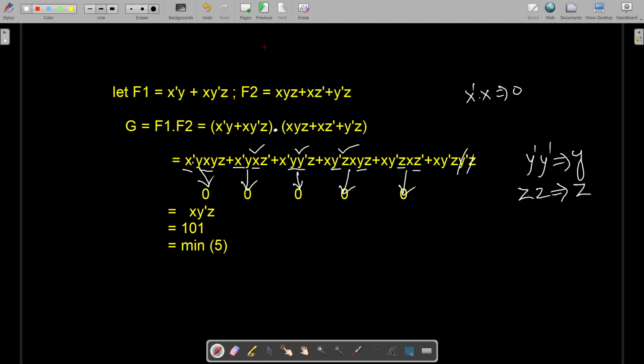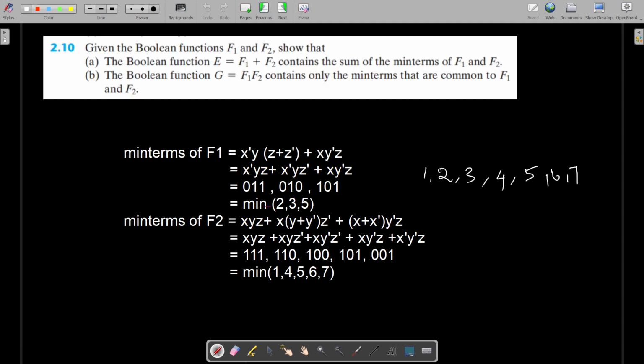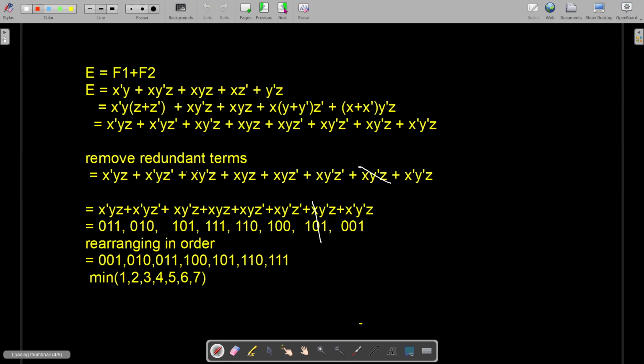So already we know that if you check back here, what are the minterms we have? It is 2 3 5. So this 5 is common to f1 and f2. That is only available when you go for this g. g is the ANDing of f1 f2. So we get the minterm as 5.